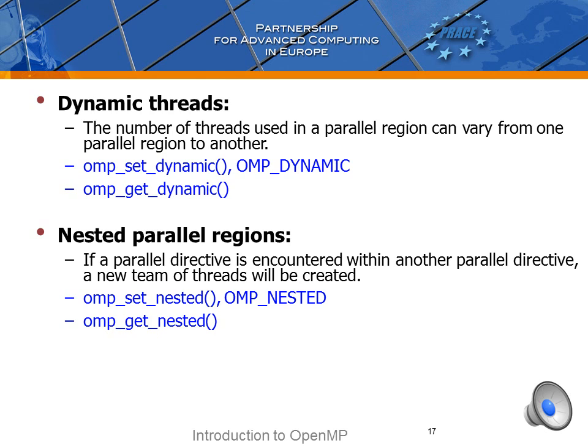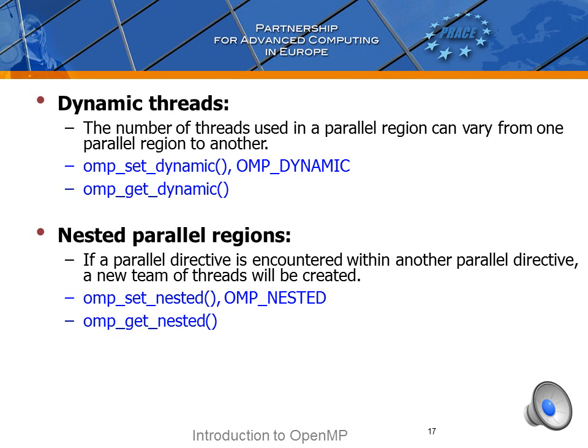There are two methods available for enabling dynamic parallelism. It is done by either using the omp_set_dynamic runtime function or setting the OMP_DYNAMIC environment variable to true. The omp_get_dynamic runtime function can be used to determine if it is enabled during the execution.